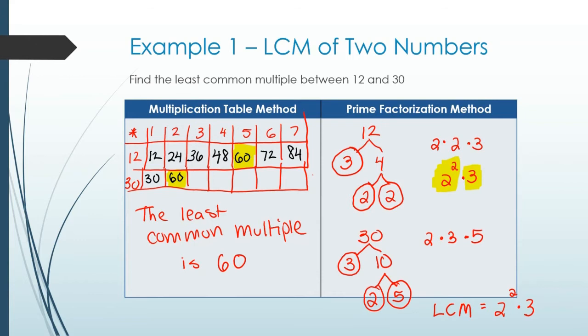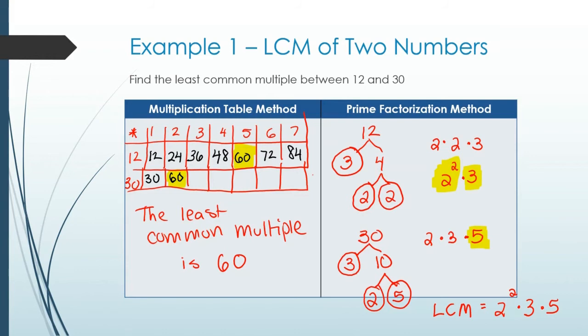And then I have a 5 show up in one of my prime factorizations, but not the other one. So I want to include 5, because if it exists, it needs to be in my least common multiple. So I'm going to include a 5 in my least common multiple.